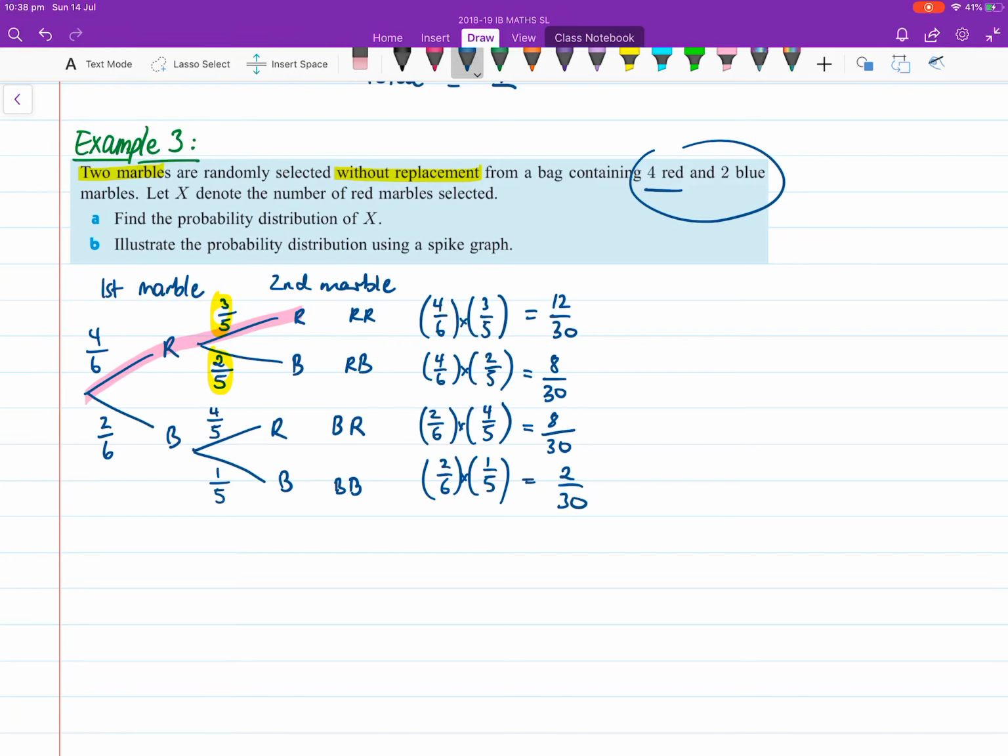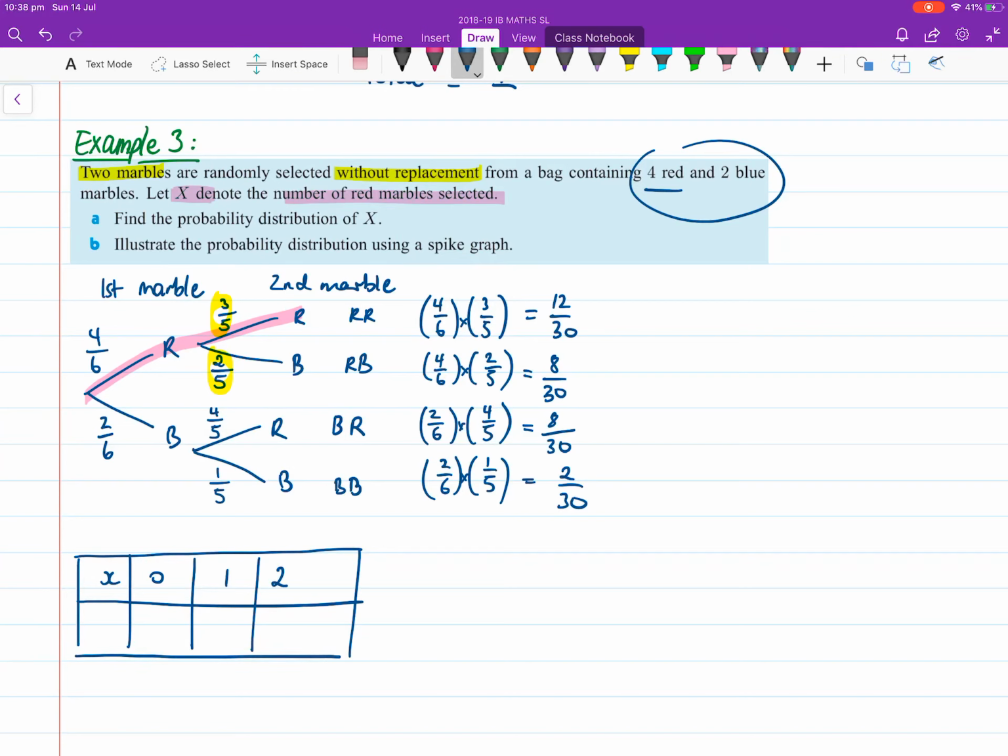Now it says find the probability distribution. So it's just the spread of all these probabilities. But it's probably easier just to put it into a table. So what are the events we're getting? And it tells us up in the question that X denotes the number of red marbles. So you could get 0, 1, or 2 red marbles, right? Does that make sense? Okay.